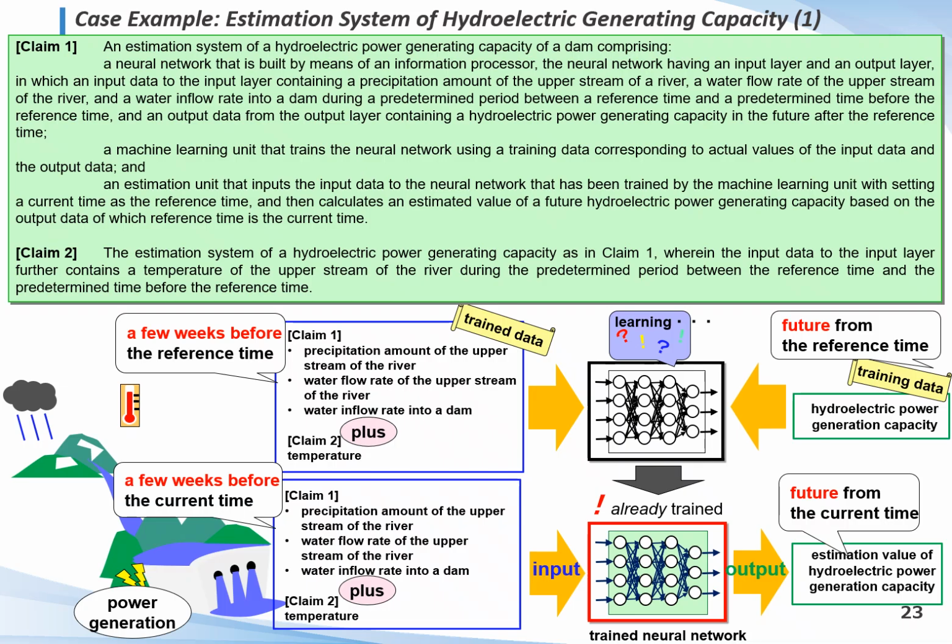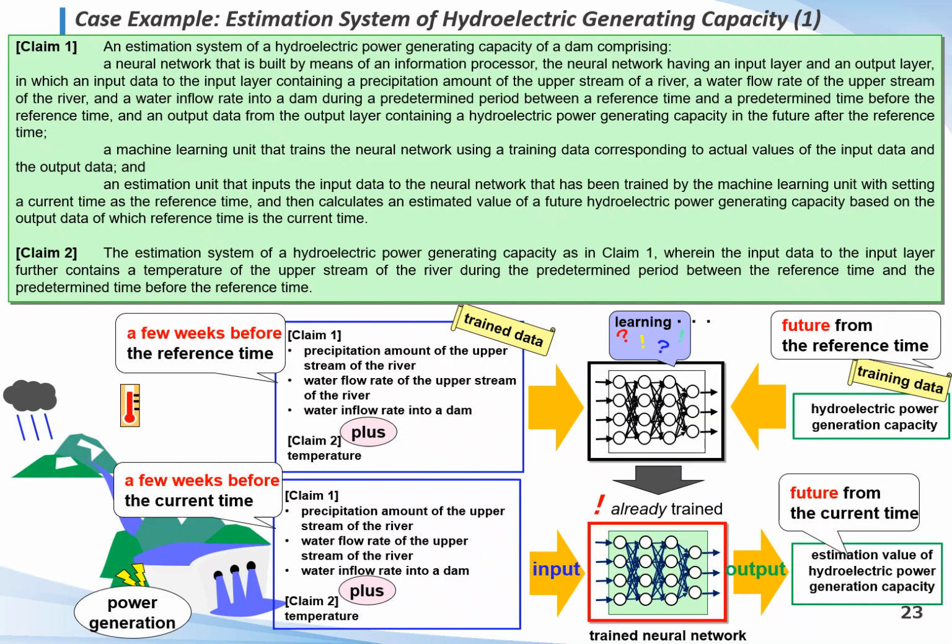Next, as the second case example related to the determination of inventive step, we will introduce an invention involving an estimation system of hydroelectric generating capacity. The invention of Claim 1 is an estimation system of a hydroelectric power generating capacity of a dam that implements a neural network built by means of an information processor.